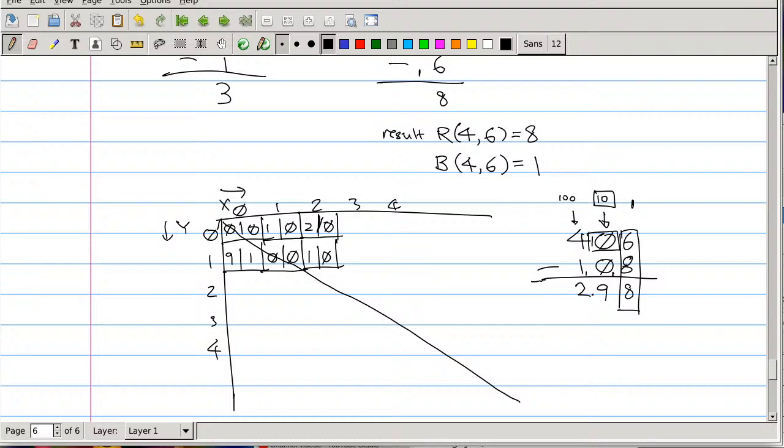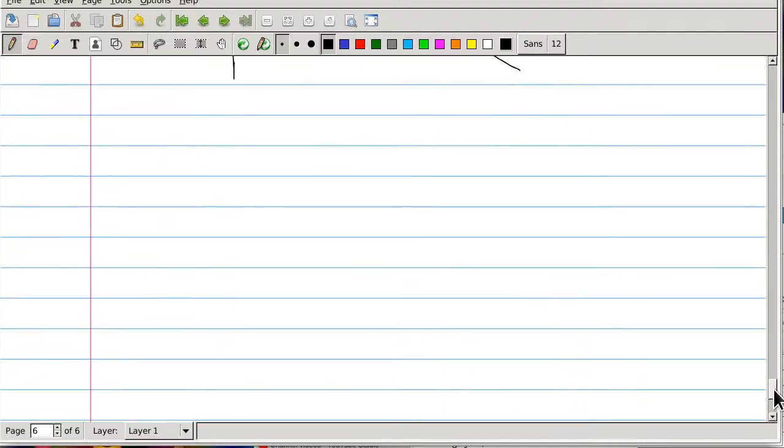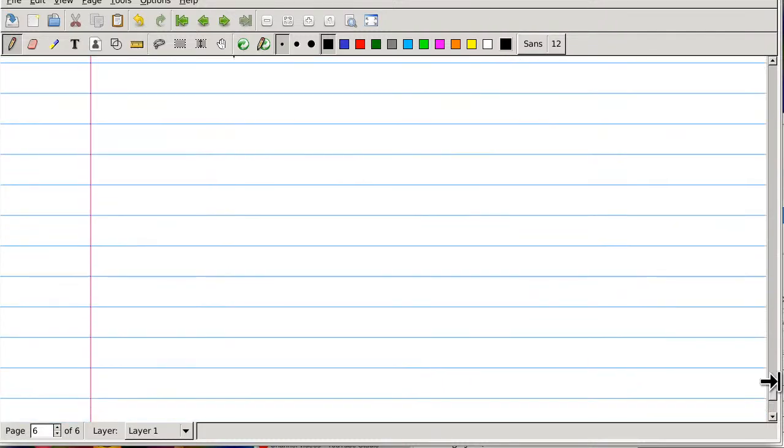All right. So I'm assuming that we are good with this. All right. So assuming this is good, now we move on to base 2.